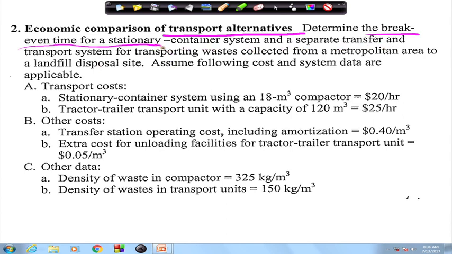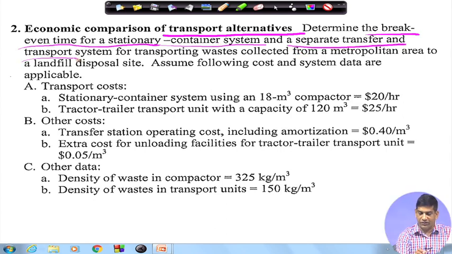So a stationary container means you are collecting the waste and taking it directly to the landfill. Or you have the separate transfer and transport system. So you're taking this smaller truck to a transfer station, and from the transfer station waste goes to a landfill disposal site. Now different data has been given to us in terms of how much it costs for the transport. For a stationary container system using an 18 meter cube compactor, those are the vehicles.